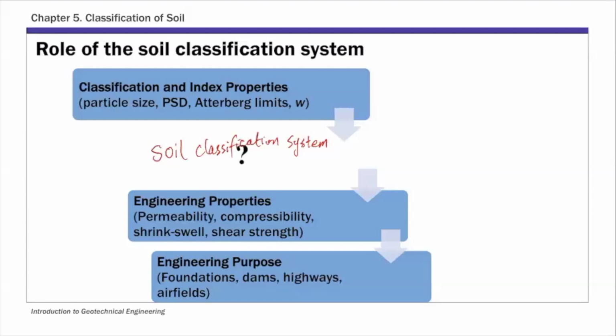You can think of this as a basic communication language of geotechnical engineers. If I know the classification of a particular type of soil, I have some pretty good idea of the probable engineering properties of that soil. Those properties are what you need for engineering purposes, for design, for construction. To classify soils, we are going to use particle size distribution and Atterberg limits. We're going to use all these index properties to classify soils, and I'm going to go over the details of soil classification systems today.